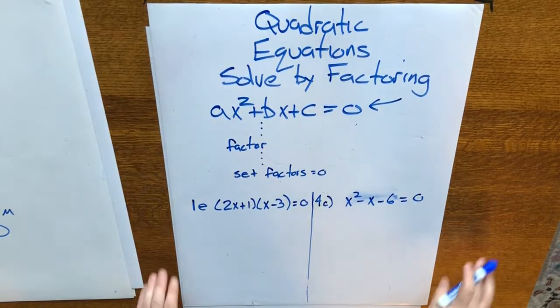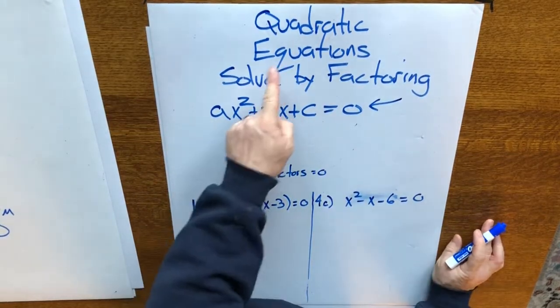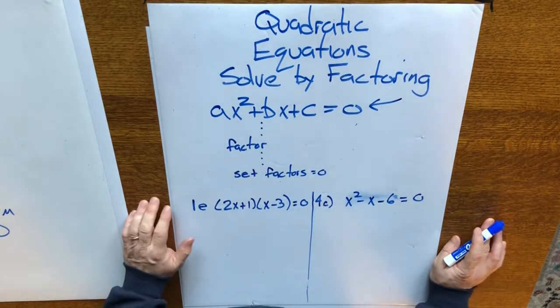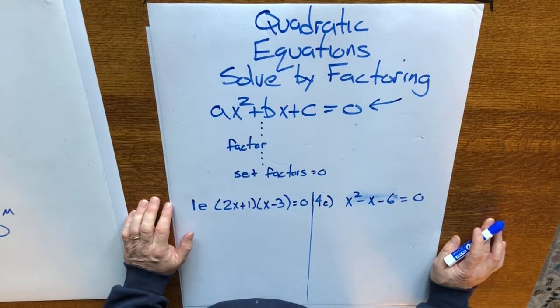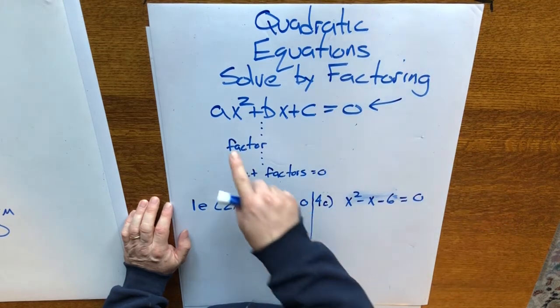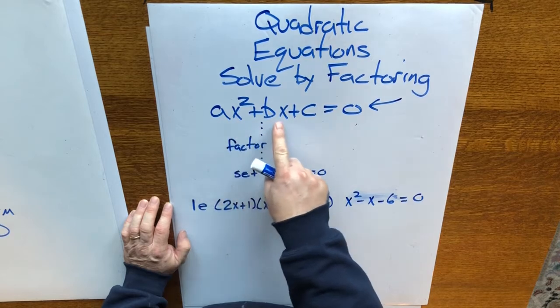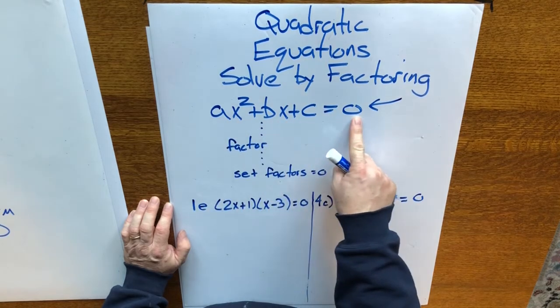So this is a lesson about quadratic equations, solving by factoring. This is Unit 3, Lesson 2. A quadratic equation typically looks like this: ax squared plus bx plus c equals 0. And having it all equal 0 is important.